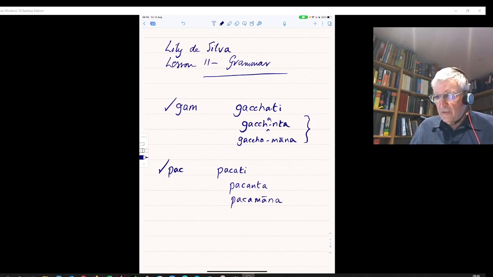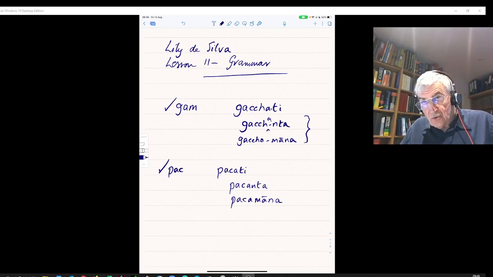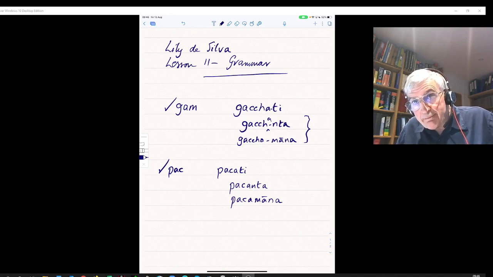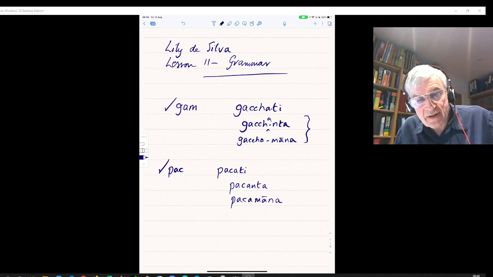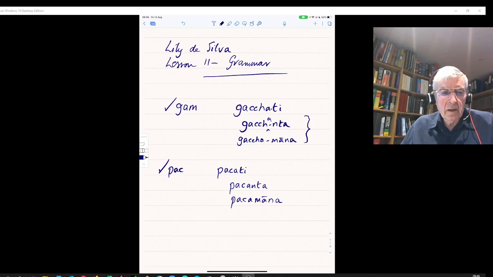So if you see the man cooking, you see the man cooking is naram pacantam passasi. You see the man cooking. Or naram pacamanam passasi. And it gives various other examples. The next one in the book, near the top of page 42 now, gaccha, present stem from gam, gacchanta or gacchamana, bhunja, bhunjanta or bhunjamana.